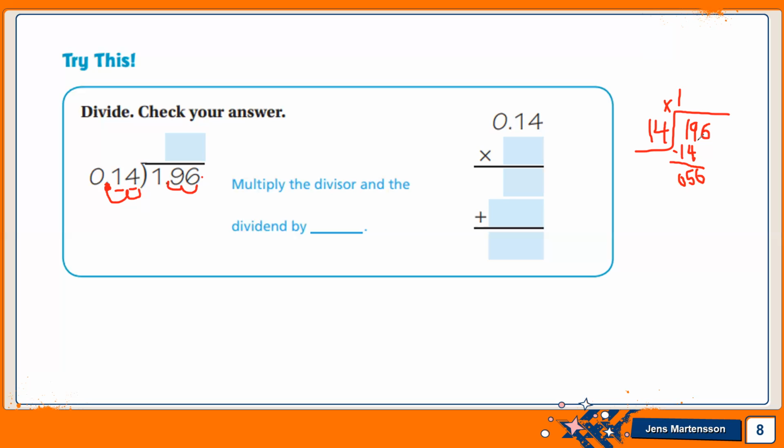Yes, Hanin. 56 divided by 14. Yalla, it's 4. 4 times 4, 16. 4 times 1 is 4. 4 plus 1, 5. So the answer is 14. Then what do you have to do?